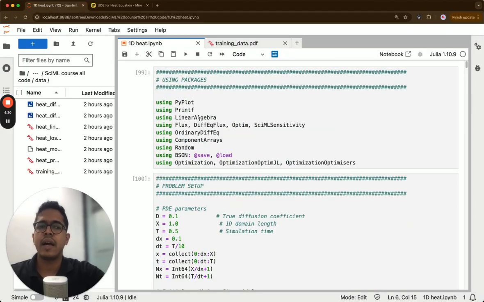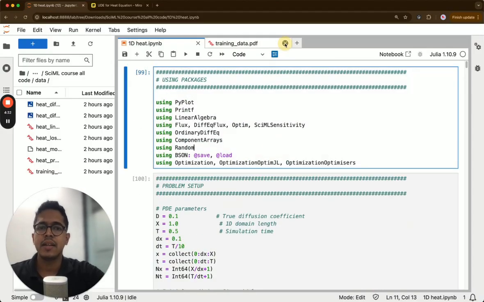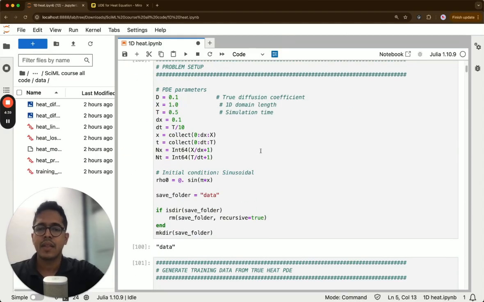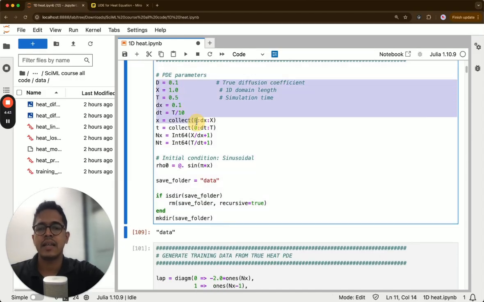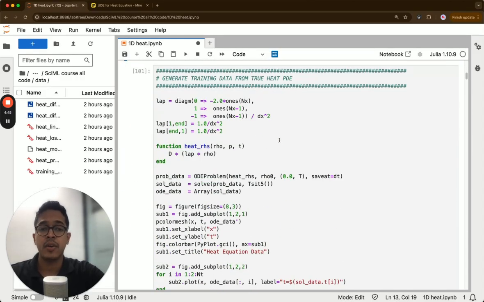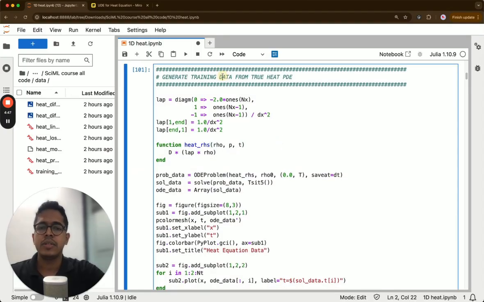Okay, so this is the code. I have already run it. It works pretty fast, and I'll share the code with you. But let's run it block by block. So first importing the packages, then the problem setup, meaning the initial conditions as well as the known value of the diffusion coefficient. Now generating the training data.